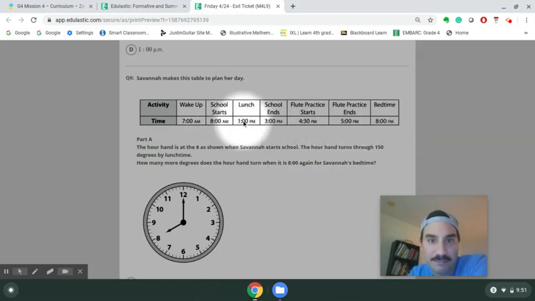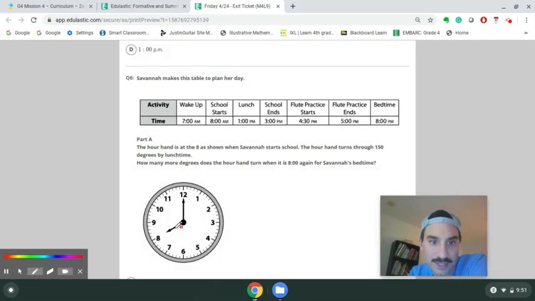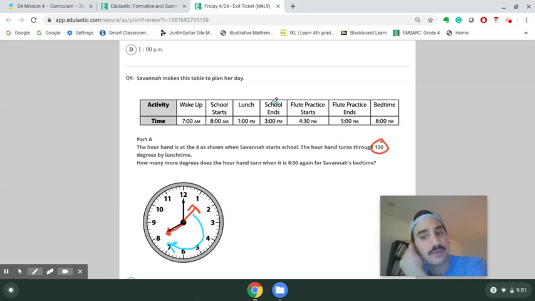So at lunchtime, it's turned 150 degrees. Lunchtime is 1 o'clock, okay? So that means this hand here has to go all the way to 1 o'clock. So that's our angle that's created. They tell us what that angle is, 150 degrees. Then they want to know how much more to get back to 8 o'clock. So think about your circle, think about your full turns, and think about the information that this question gives you.